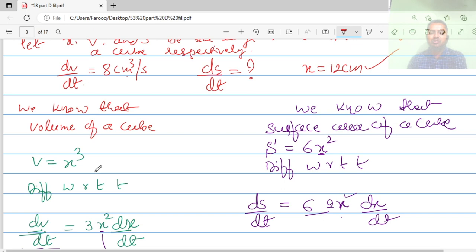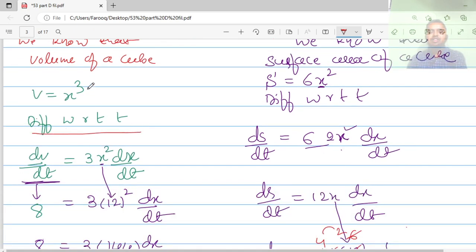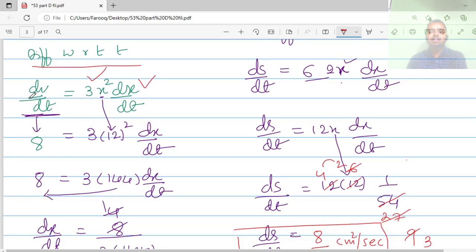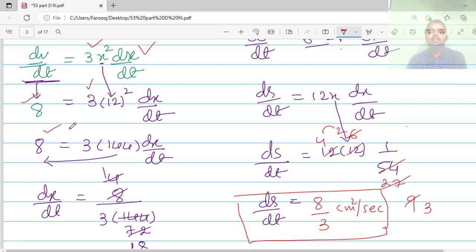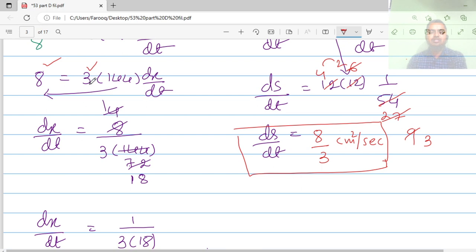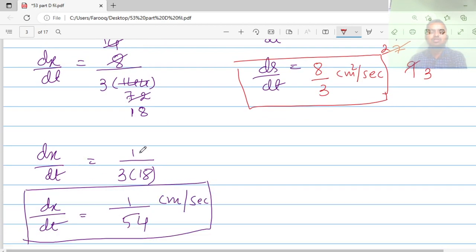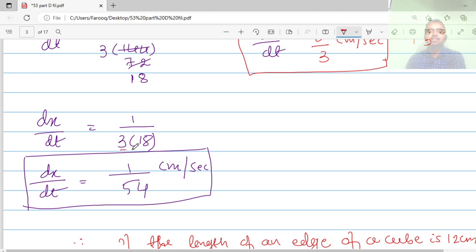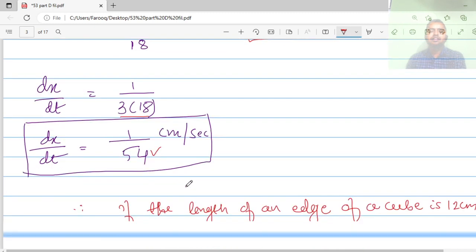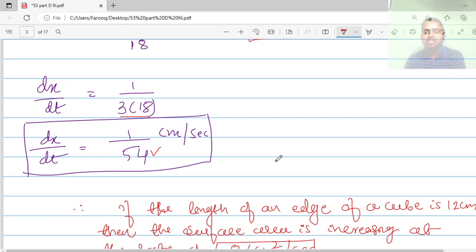We know the volume of the cube, differentiating with respect to t: the derivative of x cube is 3x square, the derivative of x is dx by dt. Put the value of dv by dt as 8, and 3 as it is. x is 12 square, so 12 square is 144 dx by dt, and dx by dt is equal to 8 divided by 3 into 144. Cancelling, dx by dt is equal to 1 by 3 into 18, which is 54. Therefore dx by dt is 1 by 54 centimeter per second.